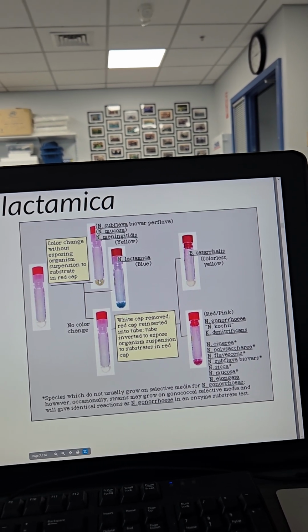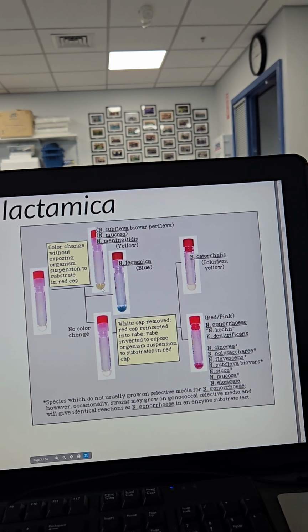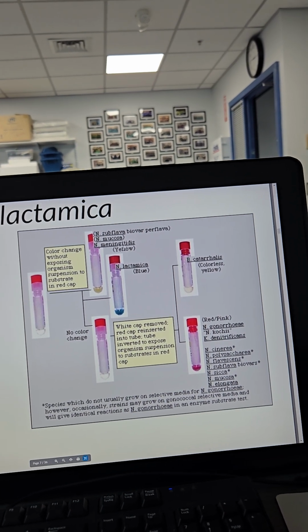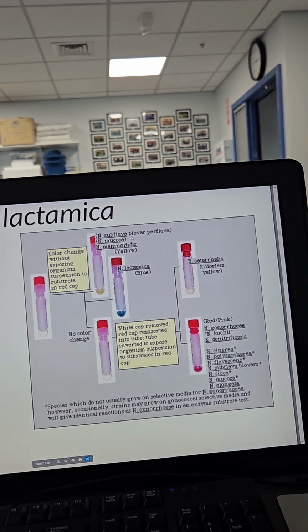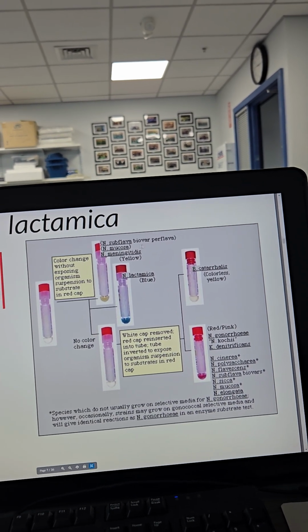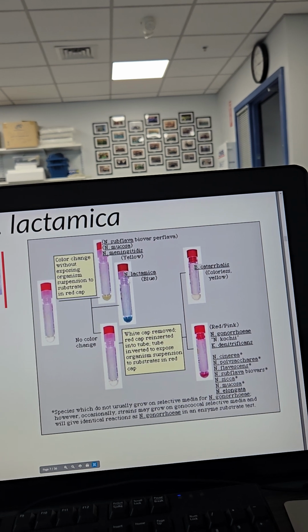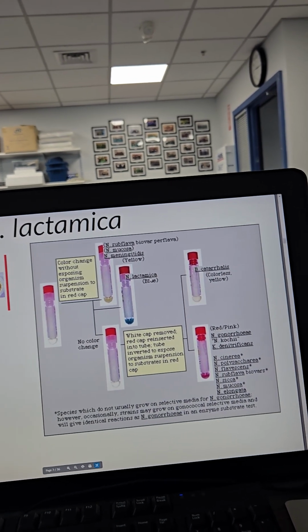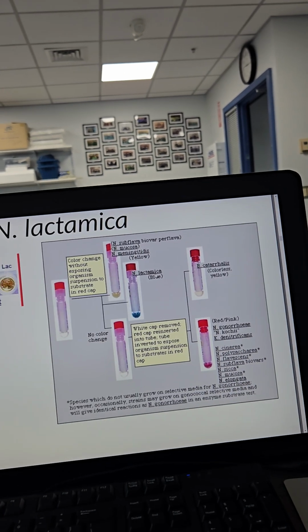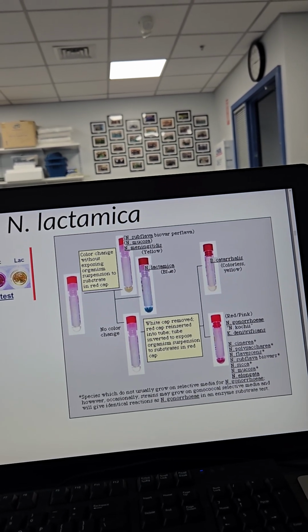If it changed yellow, then it could be Neisseria meningitidis, mucosa, or subflava. If it turns blue, it should be Neisseria lactamica. That is with just incubation.